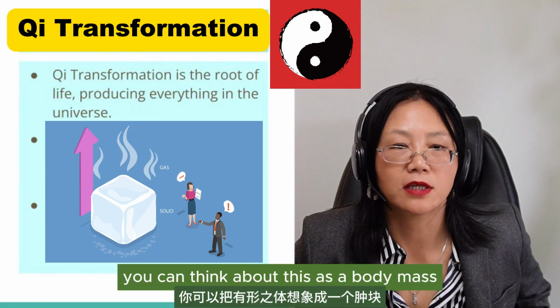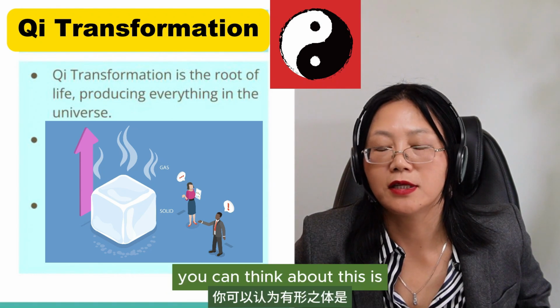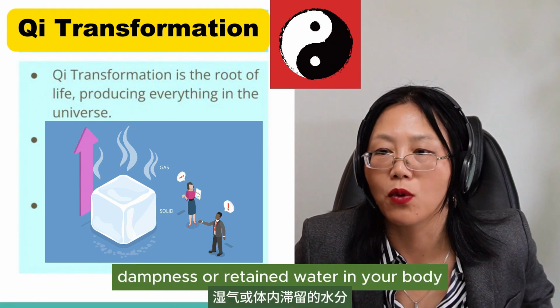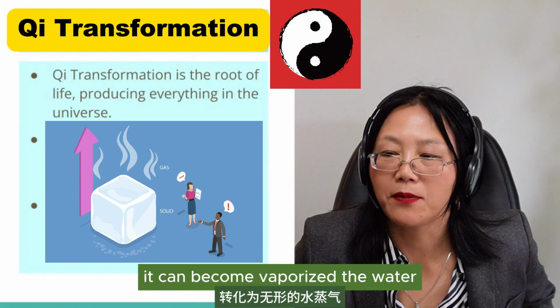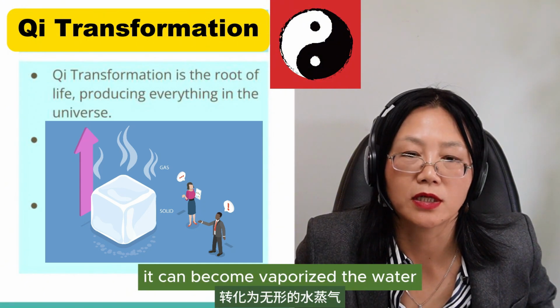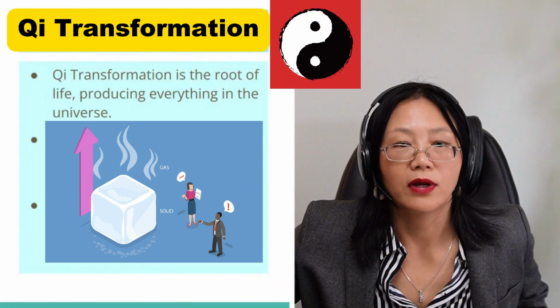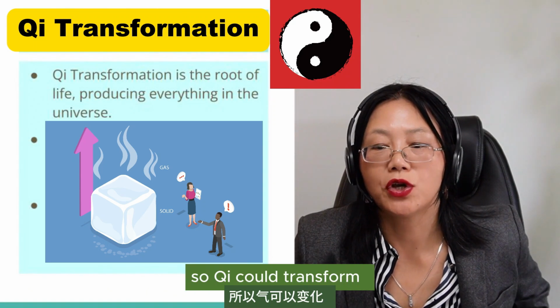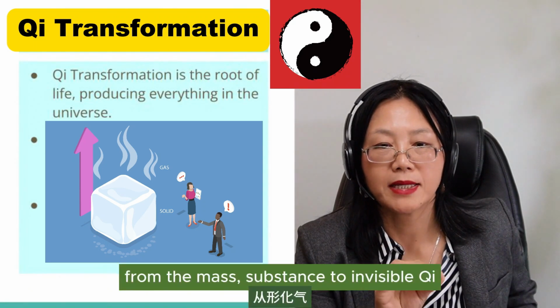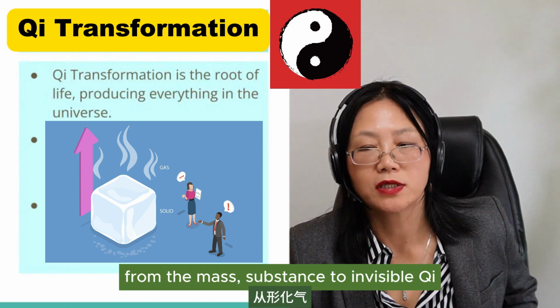You can think of this as body mass. You can think of this as the dampness or retained water in your body. It can become vaporized water, change to another form, and leave the body. Qi can transform from mass substance to invisible qi.